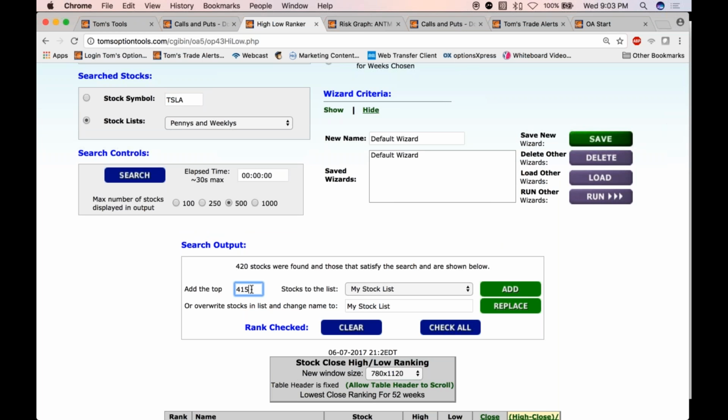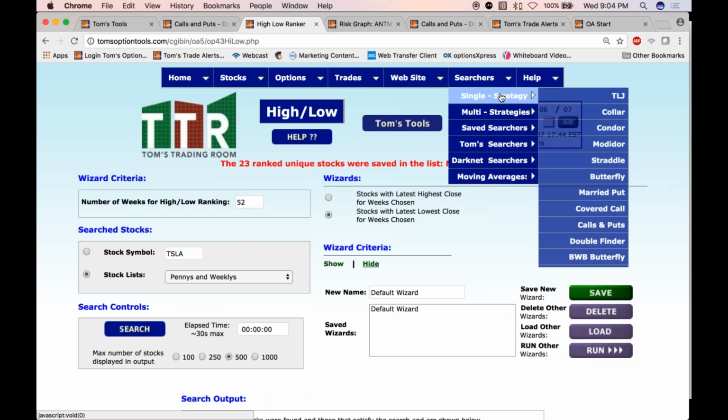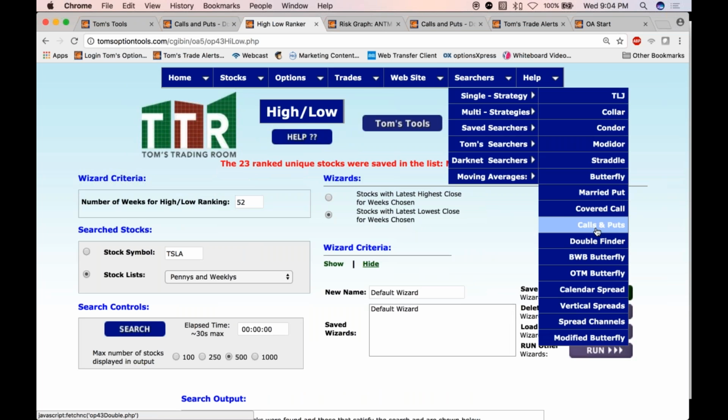And remember how we do this, guys? We're going to save those 23 stocks in my stock list. I want to replace that. I don't want to add to the list because then I'm going to have stuff in there that shouldn't be in there. I'm always replacing my stock list with something else. All right. Where are we going to go now? Let's go on over to Double Finder. All right. Double Finder.